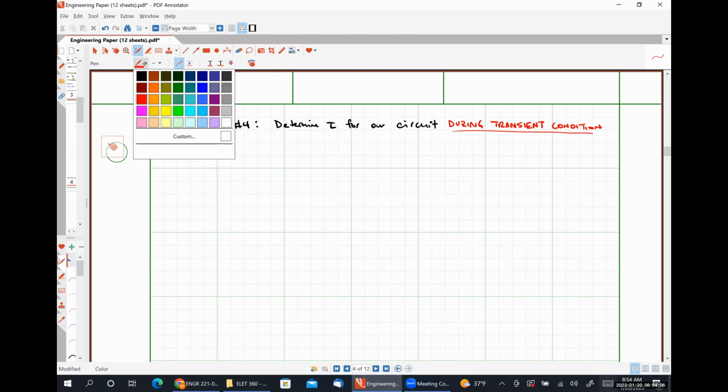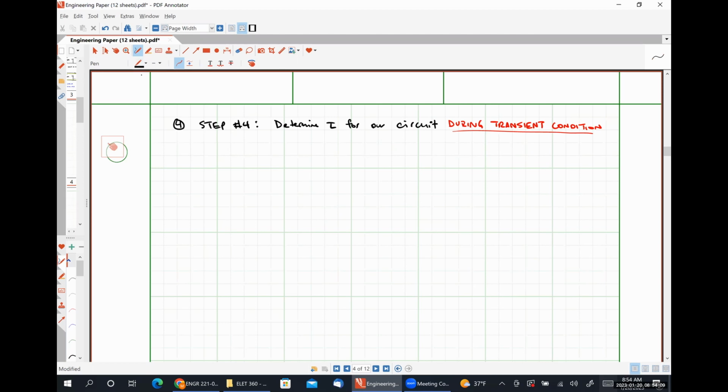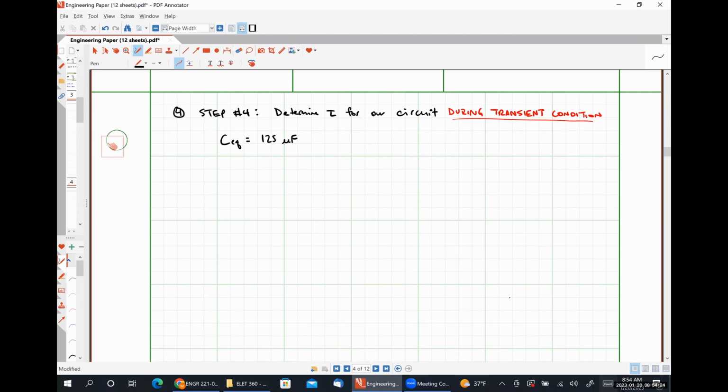There's only one capacitor in the entire circuit. So I would argue that CEQ here must be 125 microfarads, because it literally can't be anything else. So what we're going to do is look at our circuit during the transient condition from the perspective of that capacitor. Okay. So during the transient condition, I have my 3 amp source like so, in parallel with my 8 ohm resistor. Here's my capacitor terminal. So this is where we're looking in.